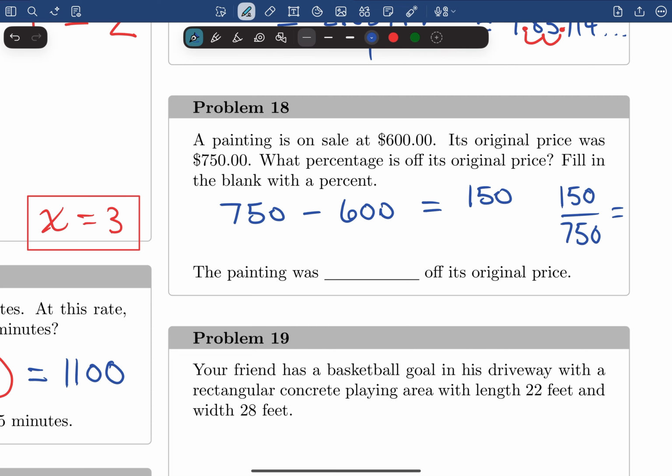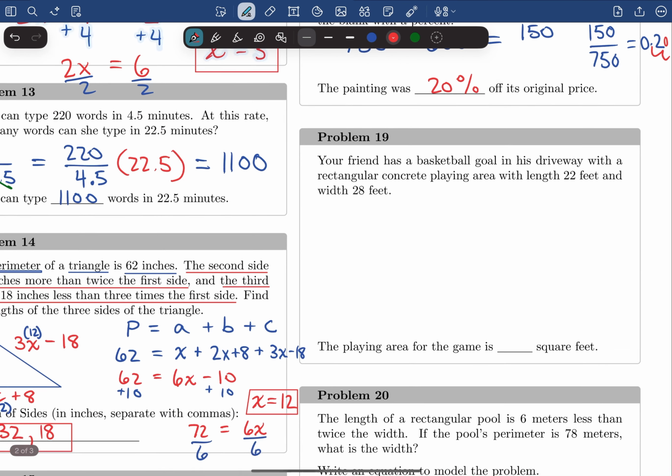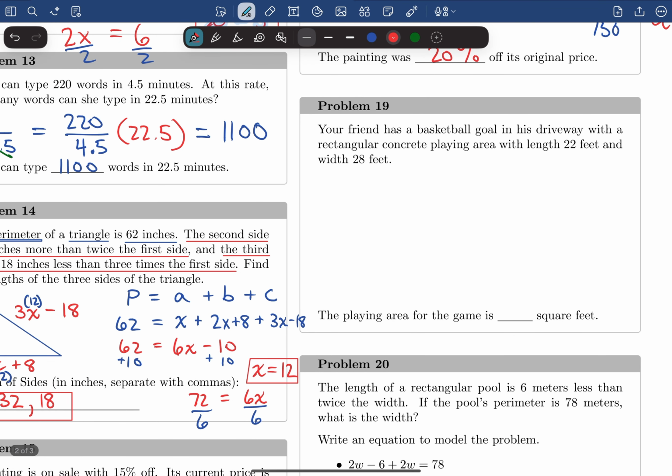Which I get 0.2 as my answer. Well, we've got to turn that into a percent, right? So let's go ahead and turn 0.2 into a percent. We'll move the decimal place 2 places to the right, and any empty spaces will get a 0. So I see that 0.2 is 20% off. So if something was originally $750 and is now $600, that means you got a 20% discount for the sale.